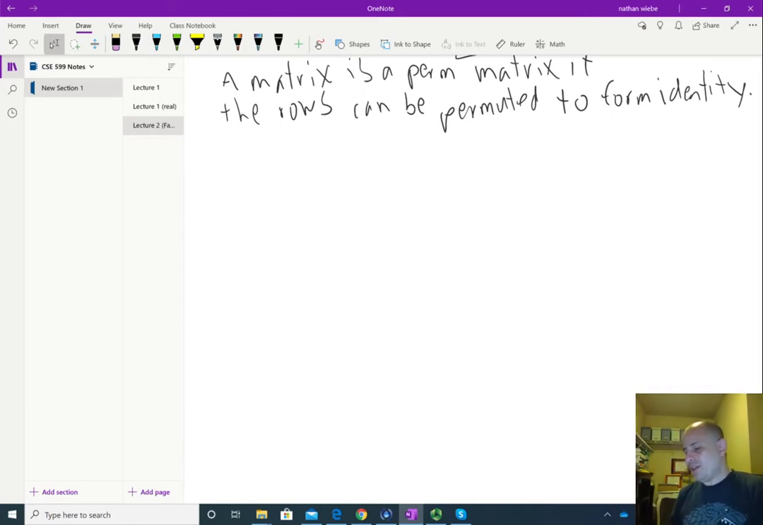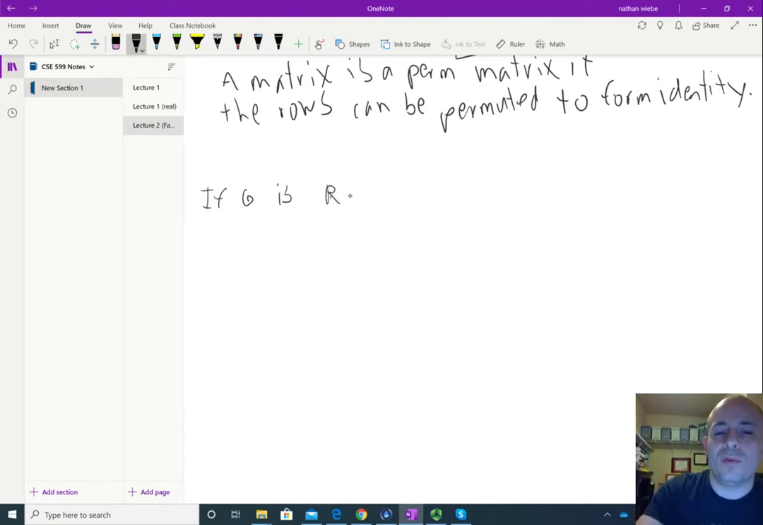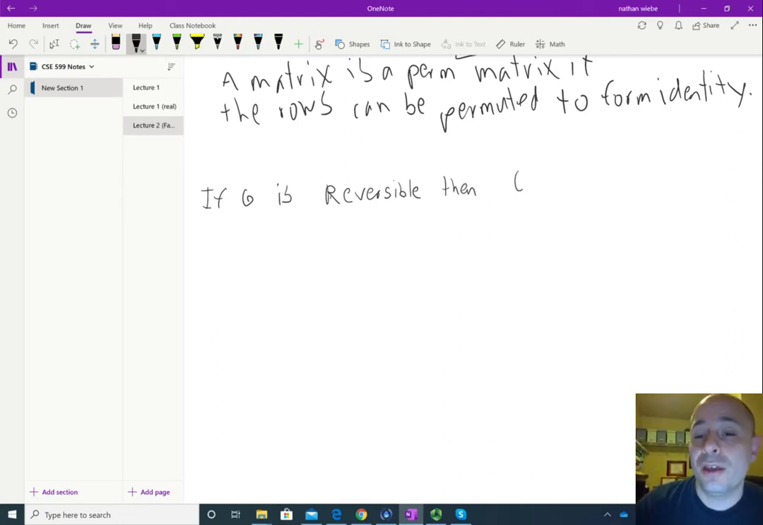But the claim is that if G is reversible, then G transpose is equal to G inverse.